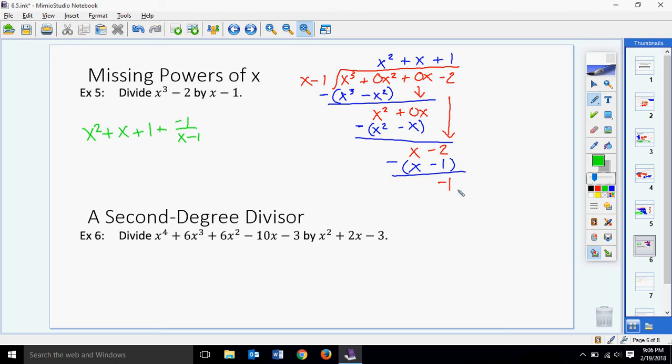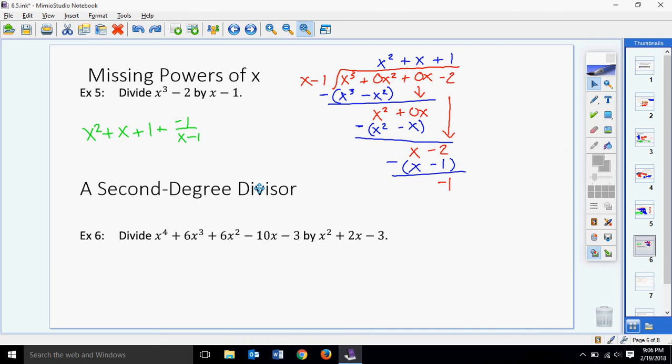A second degree divisor. So far we've only looked at when the power was 1 on our divisor, but now let's look at when a power of 2 happens. So same thing. Might have to give myself more room here.